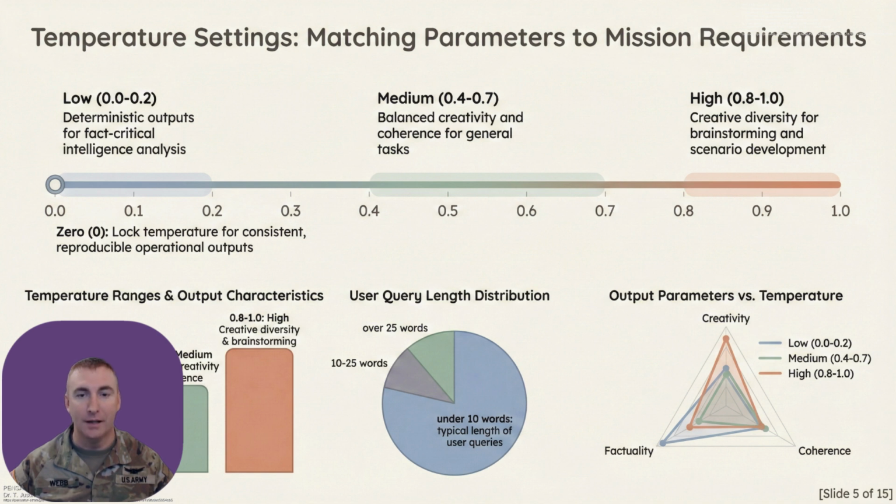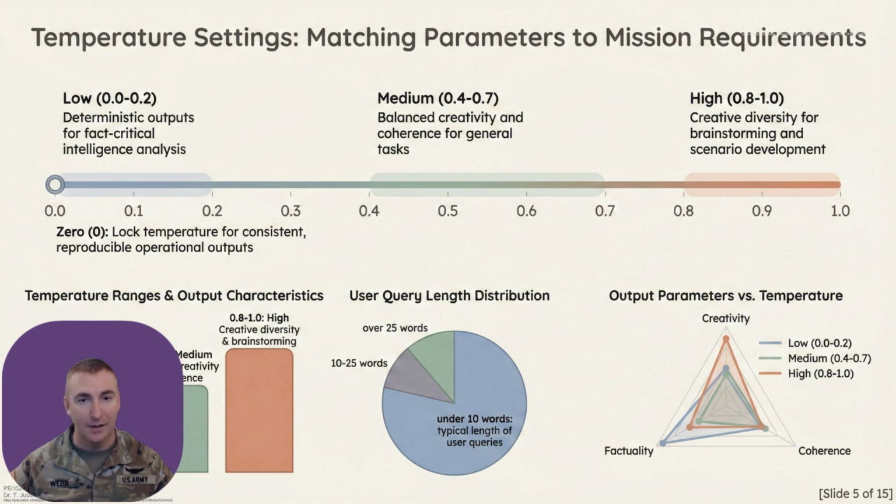Beyond prompt content, you control LLM behavior through configuration parameters. Understanding these settings proves analogous to choosing appropriate level of initiative for subordinate units. Low temperature settings between 0.0 and 0.2 produce deterministic outputs. The model consistently selects tokens with highest probability. This proves ideal for extracting specific facts from intelligence reports, generating checklists from SOPs, and translating documents where accuracy proves paramount.